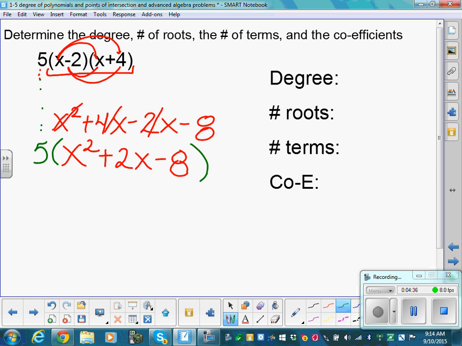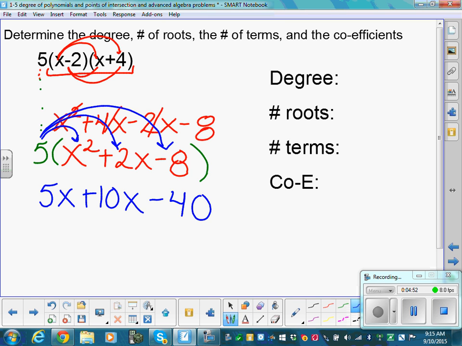5 to all of it. It wasn't just 5 multiplied to part of it, it was 5 times all that stuff. 5 times x squared, 5x squared, 5 times +2x, plus 10x, you're awesome. Keep going with me, guys. 5 times -8. -40. And we'll combine all like terms.